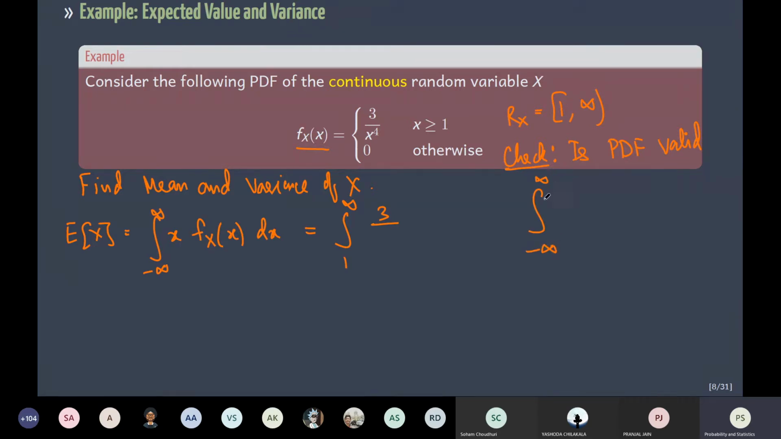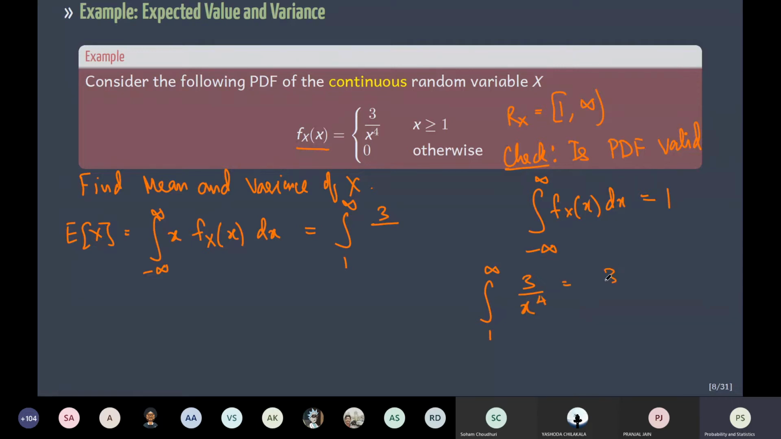That test is the integral from minus infinity to infinity of f_X(x) dx, which must be 1. That's what we want for a valid PDF. In fact, any function that satisfies this integral condition corresponds to some random variable for which it is the PDF. That's the requirement. So in this case, let us check this: the integral from 1 to infinity, because that's where it's defined, of 3 by x to the 4.